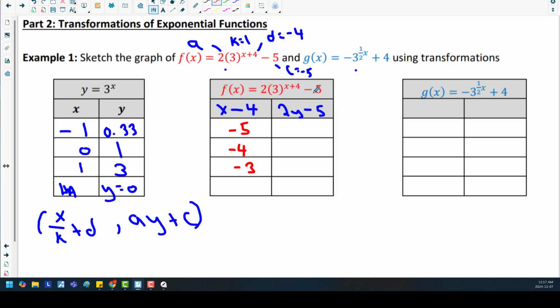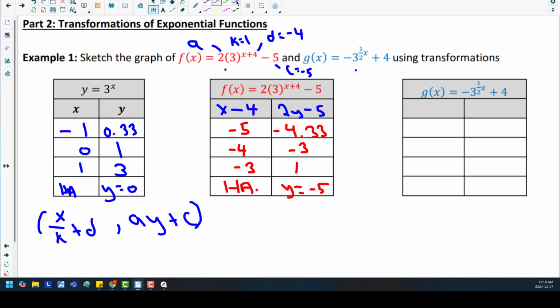As for my y values, substitute 0.33. So what's 2 times 0.33? That's going to be 0.66. And 0.66 minus 5 is going to be 4.33. And that's negative. Substitute 1. 2 times 1 is 2. 2 minus 5 is -3. And in this case, we have 3. 3 times 2 is 6. 6 minus 5 is 1. And the horizontal asymptote in this example is y equals my c value, which is -5.